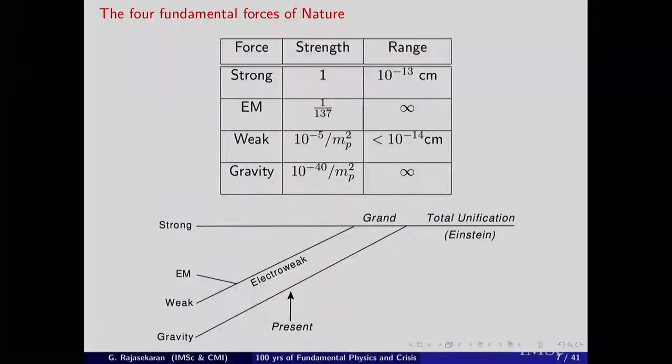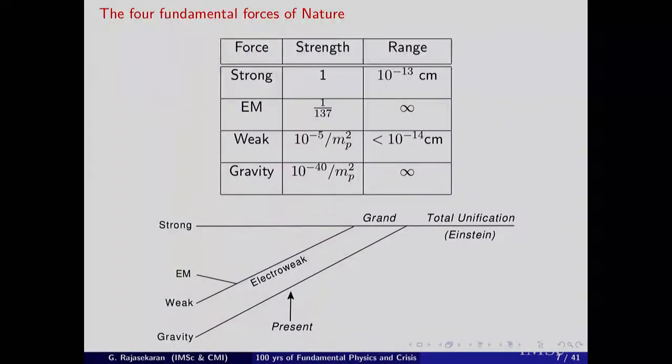The four fundamental forces of nature which govern the universe are the following: strong, electromagnetic, weak, and gravity. Strong force is the strongest of all the forces known to us, and it is the force which binds the quarks to form the proton and neutron, and binds the proton and neutron to form the various nuclei. Its strength is measured by a strength parameter which is of order unity. Although it is the strongest force known to us, you will feel it only if you probe down to 10 power minus 13 centimeter. That is called the range of the strong force. After that, it is practically zero.